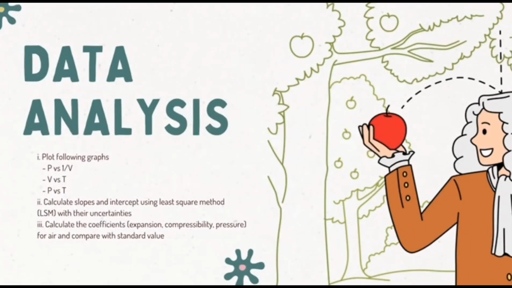So for the data analysis, we are going to plot the following graphs: P versus 1 over V, V versus T, and P versus T. And we are going to calculate the slope and intercept using the LSM method with their uncertainties. Then we are going to calculate the coefficients.